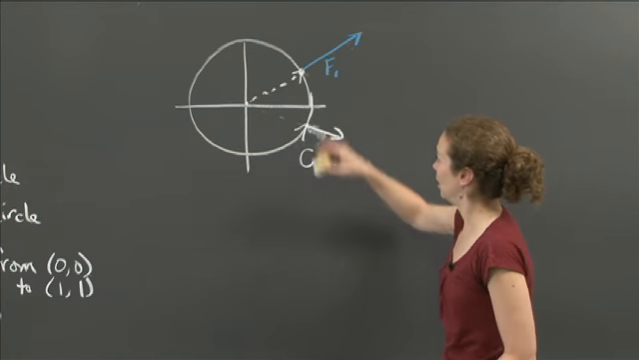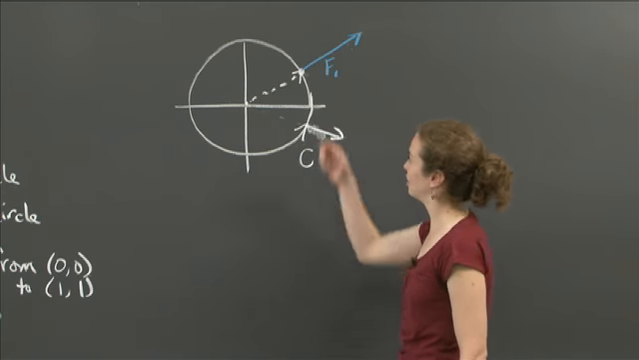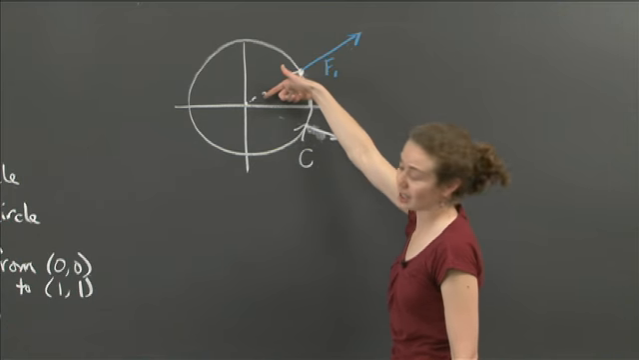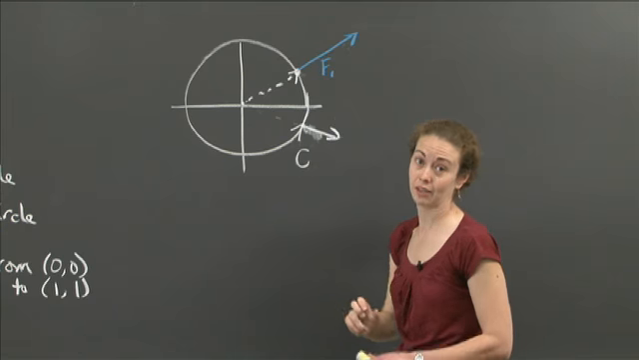So f sub 1, if g is a positive function, points in exactly the same direction as the normal. If g is a negative function, it points in exactly the opposite direction. So f1 would be flipped exactly around if g was a negative function.